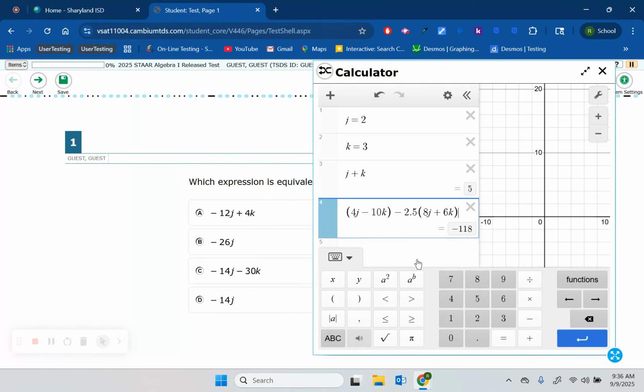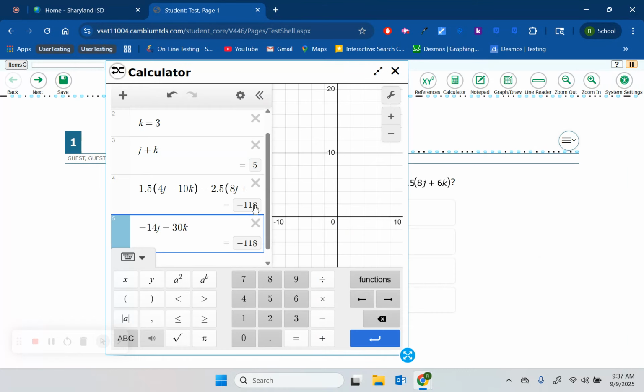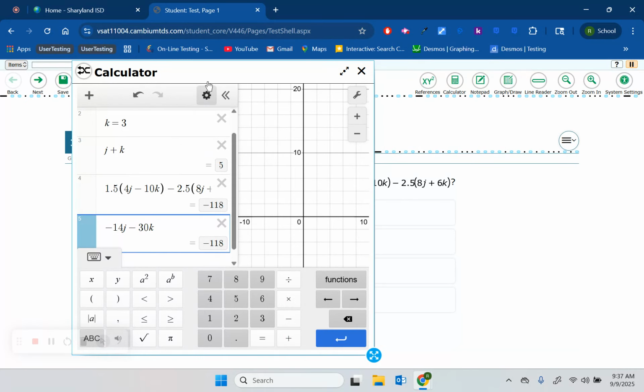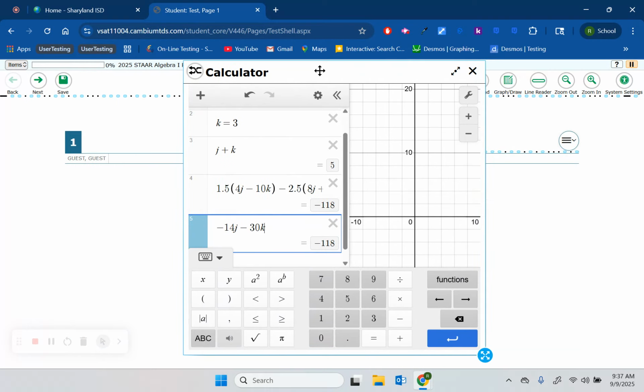Let's go to 5. Negative 26. And I'm literally just only using 2 fingers because it gets very, very moody. That's negative 52. That's not it. Negative 14J minus 30K. There it is. Notice I got negative 18 here. See how that moved? See how it's moving around? That's not me, man. That is my laptop just getting moody.